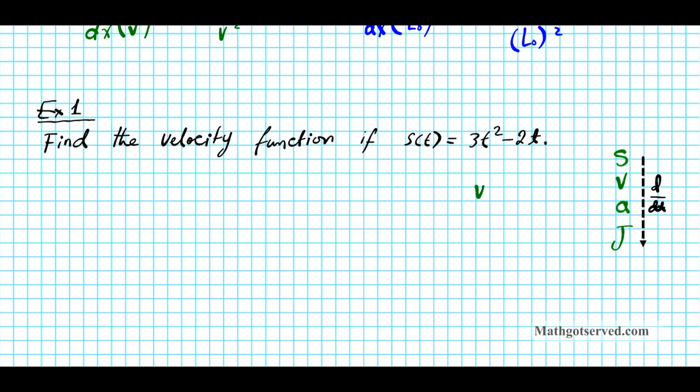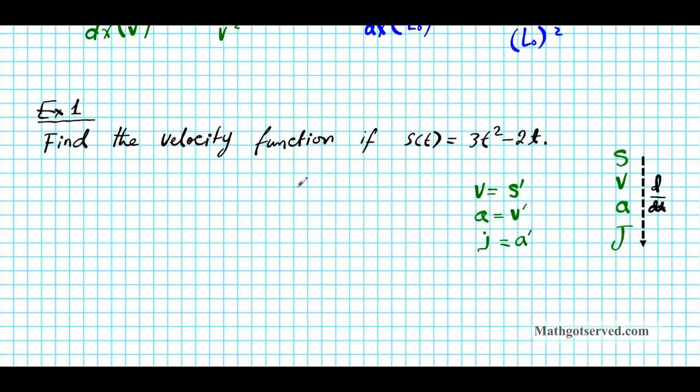So the velocity, you take a step down from position, so it is equal to s prime. The derivative of position is your velocity, okay? And then acceleration is the derivative of velocity. And then the jerk is the derivative of acceleration. All right, so that's how you find one given the other.